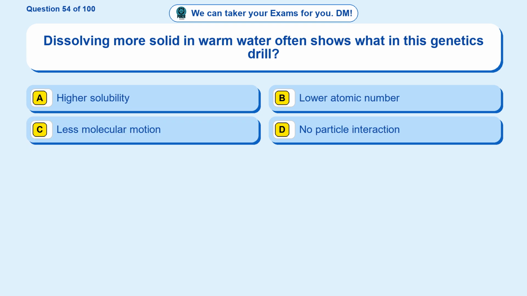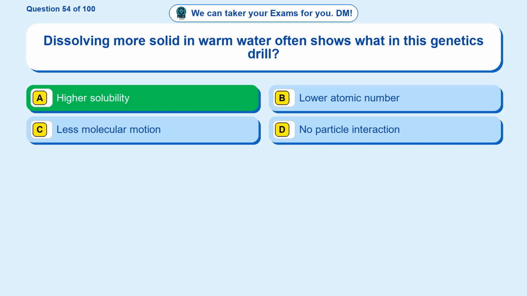Question 54. Dissolving more solid in warm water often shows what in this genetics drill? Option A higher solubility. Option B lower atomic number. Option C less molecular motion. Option D. No particle interaction. The correct answer is option A.